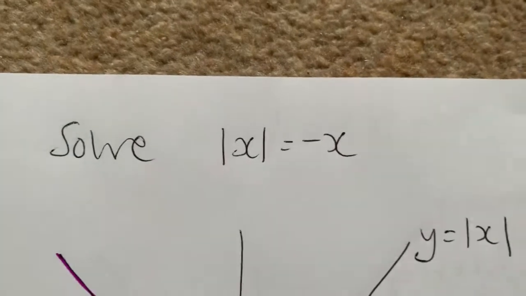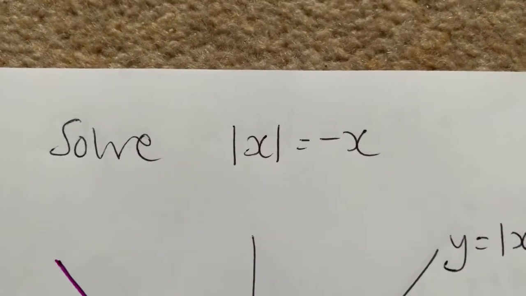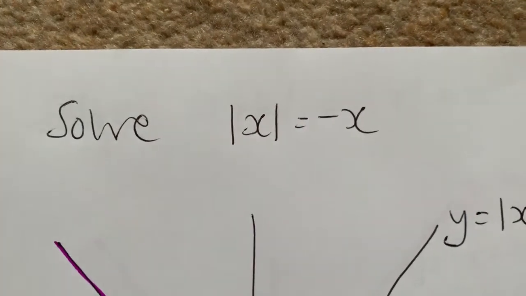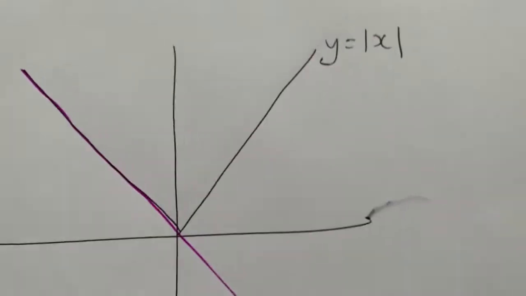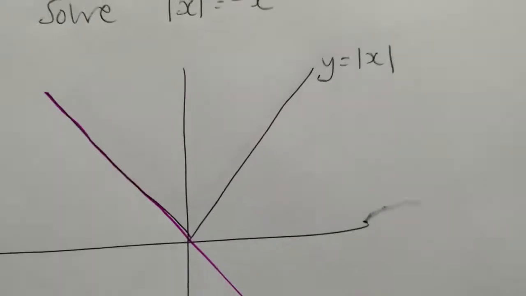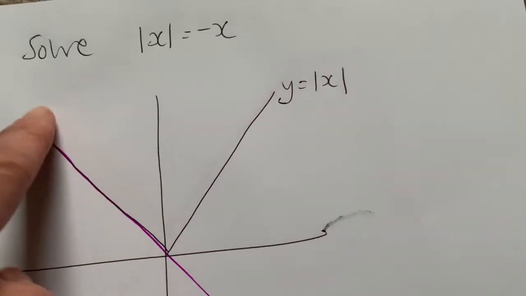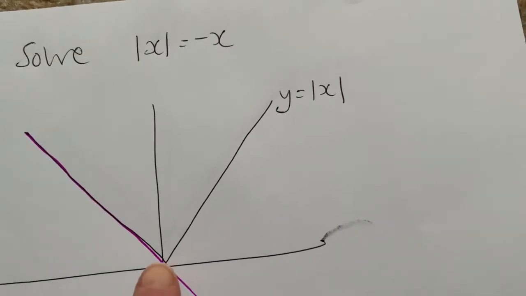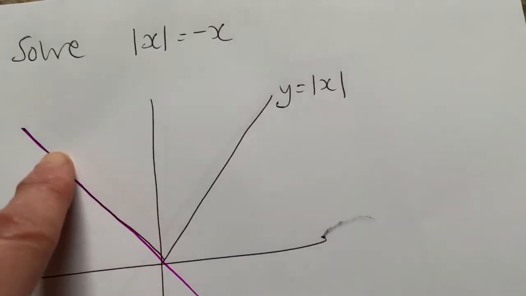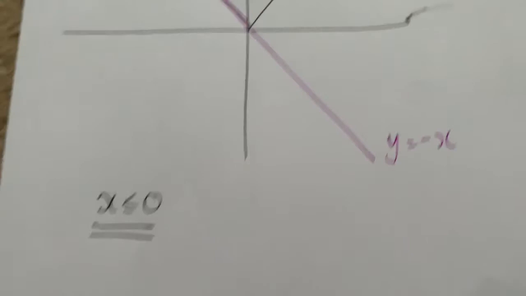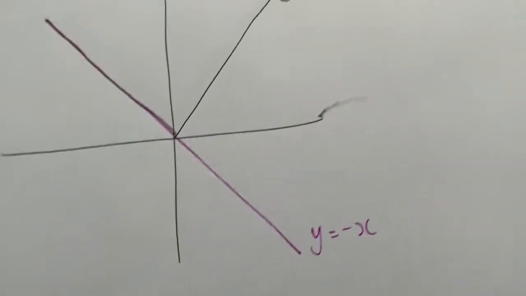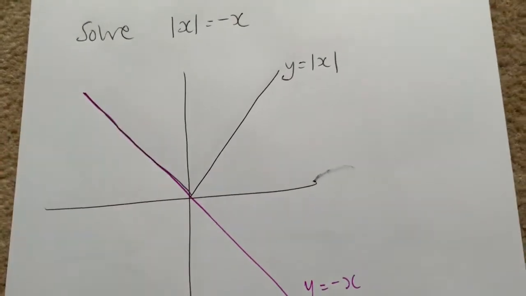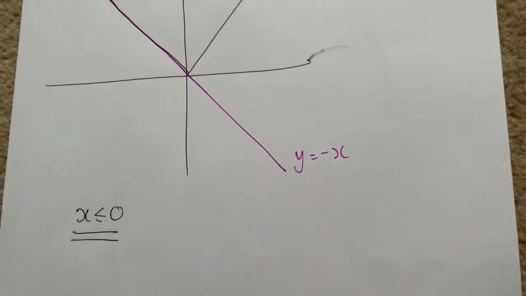This one here. Solve the modulus of x equals minus x. Again, I'm not going to square both sides because one side doesn't have a modulus. I'm afraid of it. So what I've done here is I've drawn y is the modulus of x, which is that sort of V shape there, and then y equals minus x, and you can see that they are overlapping there. So they are equal when x is less than or equal to 0, which is basically where they overlap. That would be the solution.